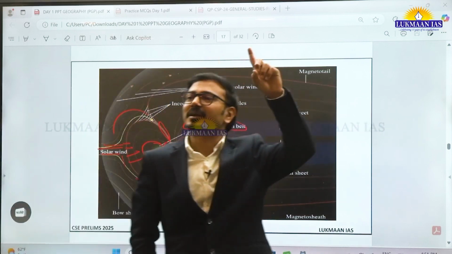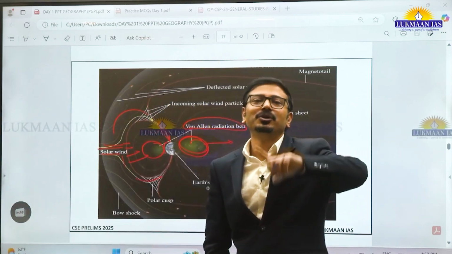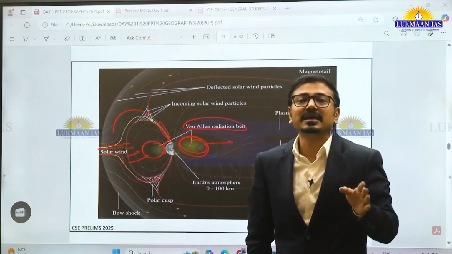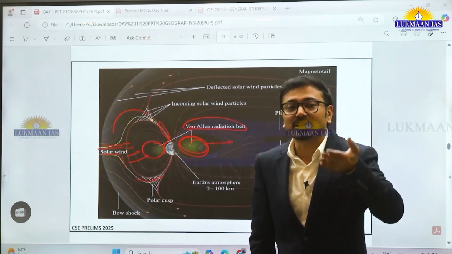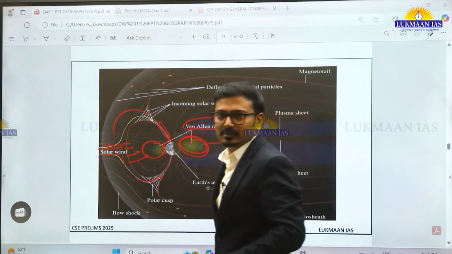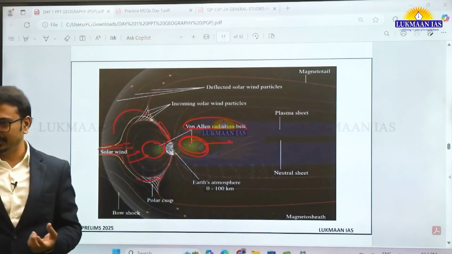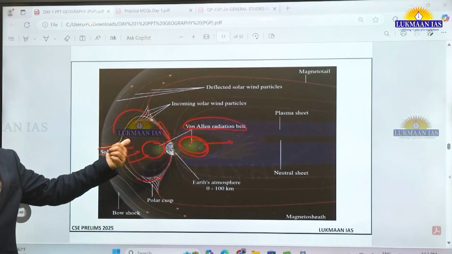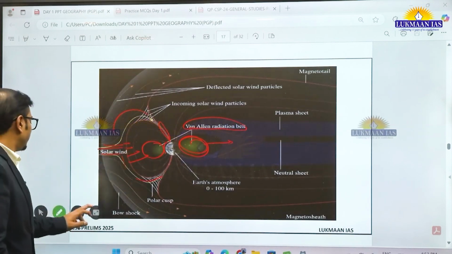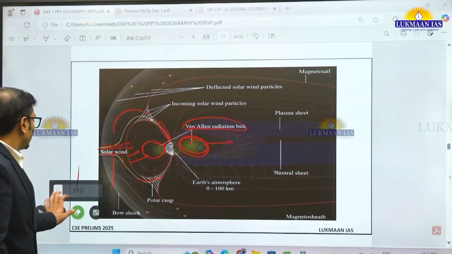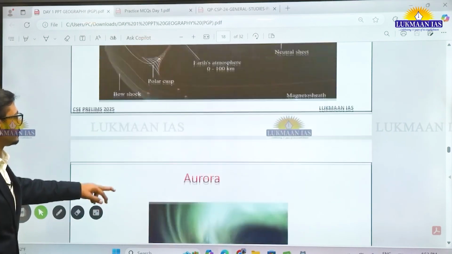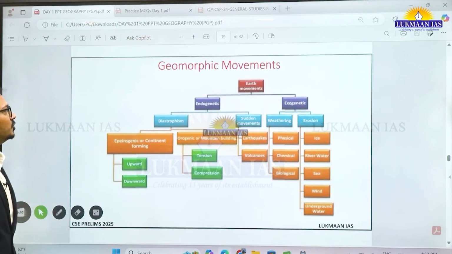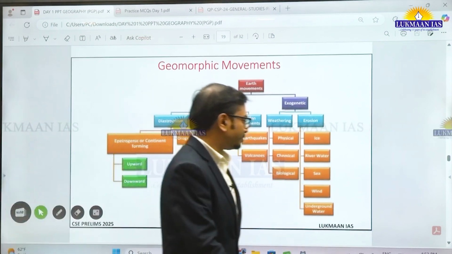And they have reached 100 kilometers and they entered into that Van Allen radiation belt to understand the impact of that radiation and charged particles on human body. वो एक उसका ऑब्जेक्टिव था. तो ये न्यूज़ में था, Van Allen radiation belt. Okay, fine. All right. Now next, ये ऑरोरा फॉर्मेशन ऐसे दिखता है, ये हमने अभी पढ़ा है. All right, geomorphic movements, quickly we will go through that.